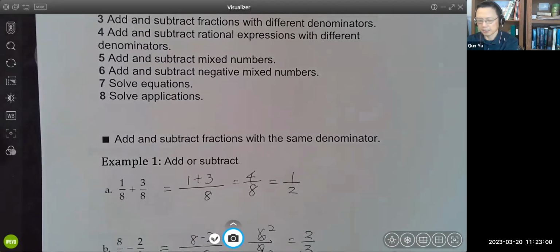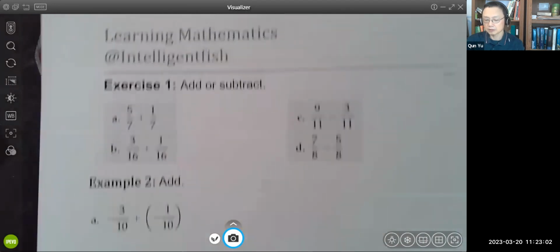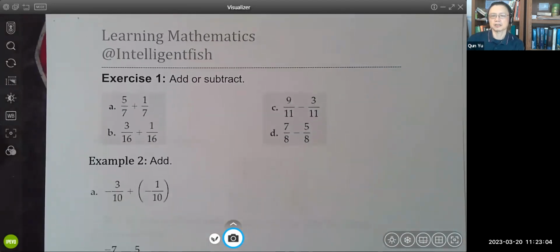Let's move on to the next page. And this is your first exercise set. All of the answers to exercise questions are in the comment area below the video.